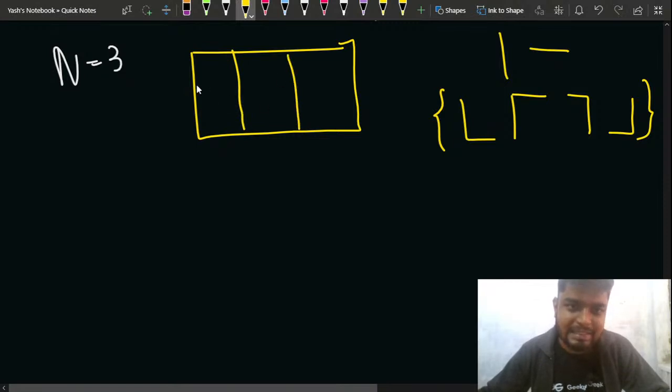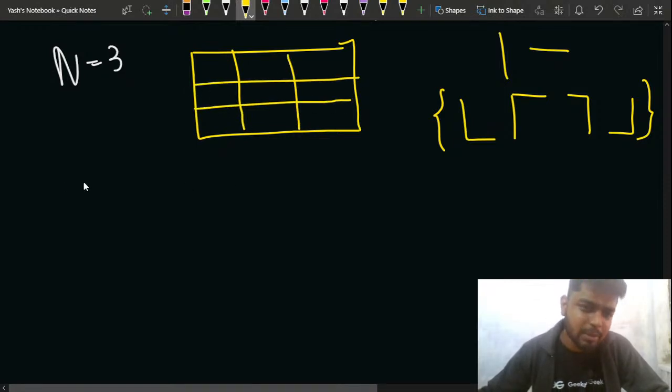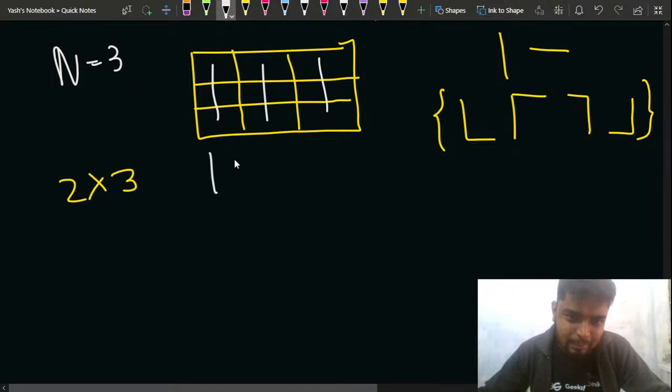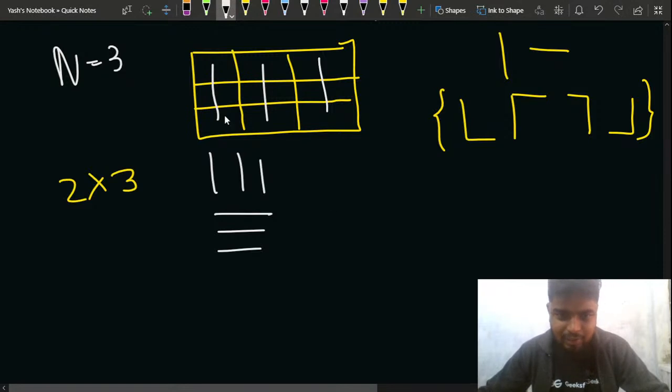Let's say this is 2 cross 3. What can be the total number of ways if it is 2 cross 3? Can someone tell me in the chat? What can be the ways if it is 2 cross 3? Either I can make it like this, right? Either it can be like this, or I can make it like this. Anything else? Or I can also make it like this, then to this, right? This can also be possible, or I can make this and this.